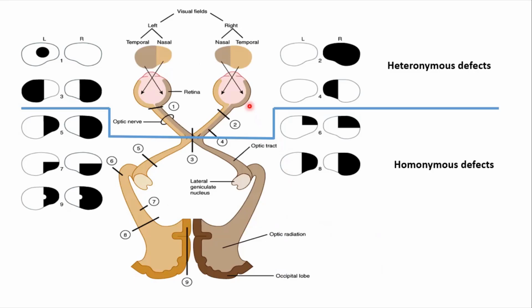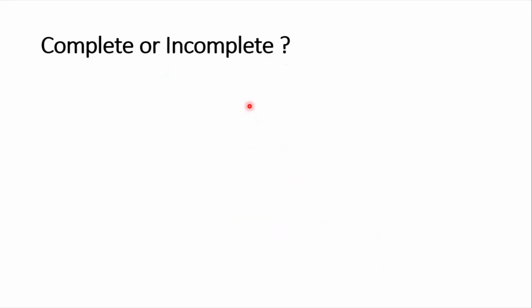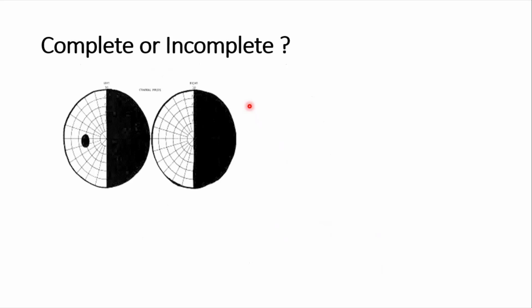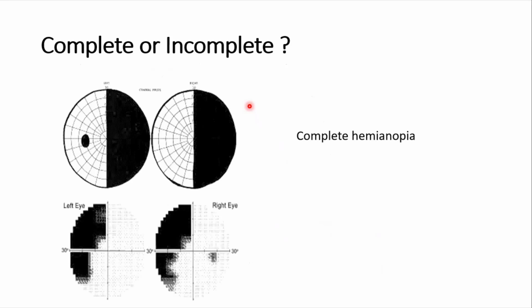Now next we will talk about complete or incomplete. Complete means the entire side gets affected, whereas in incomplete, only a part of the visual field is still persistent. So this has not come to the vertical meridian on the inferior aspect. So this would be an incomplete hemianopia.